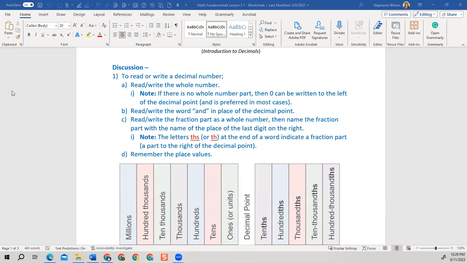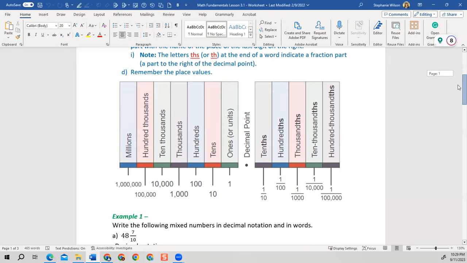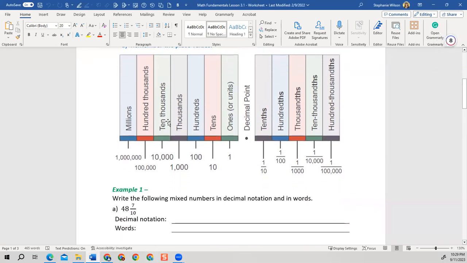So let's talk about decimals. If you want to take a minute to pause this video to read over the blueprint, I encourage you to. Now let's move on. As you notice in this image here, it is talking about decimal placements.